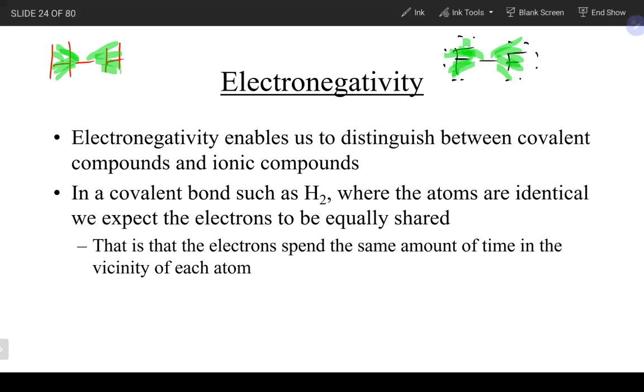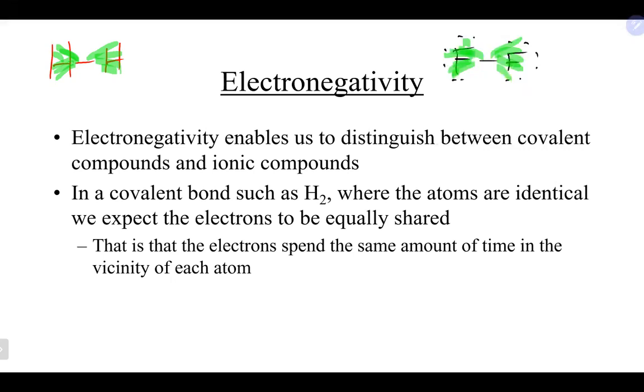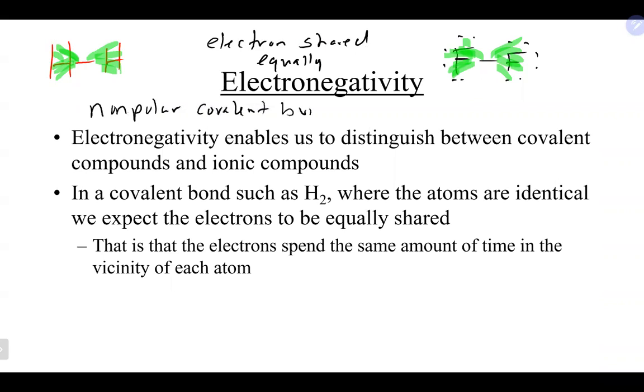The result of this is that the electrons in this type of bond would be thought of as being shared equally. There's an equal pull towards both of the elements. When we share electrons equally, this is what is referred to as a nonpolar covalent bond. Most people just leave the covalent part out and call it a nonpolar bond.